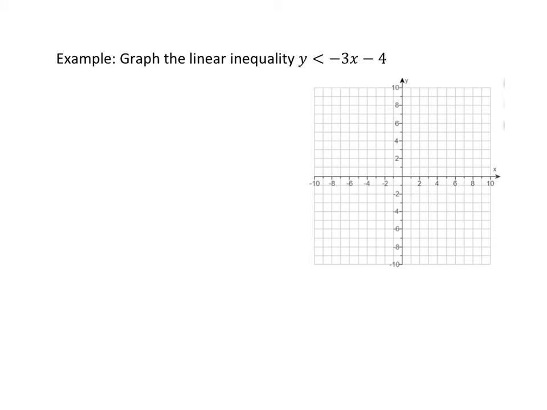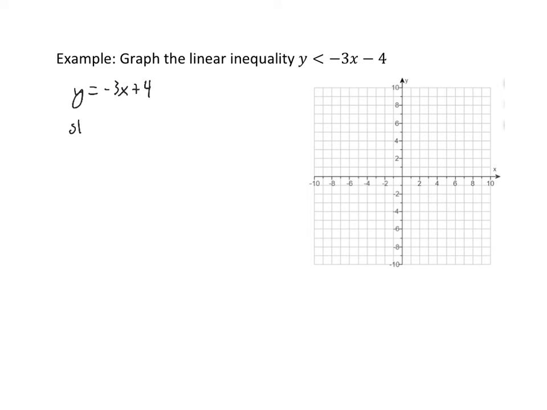Let's try another example. We're going to graph the linear inequality y is less than negative 3x minus 4. So the first thing we're going to do is graph that as if that was an equal sign instead of an inequality. So we're going to treat this as if it was y equals negative 3x plus 4.